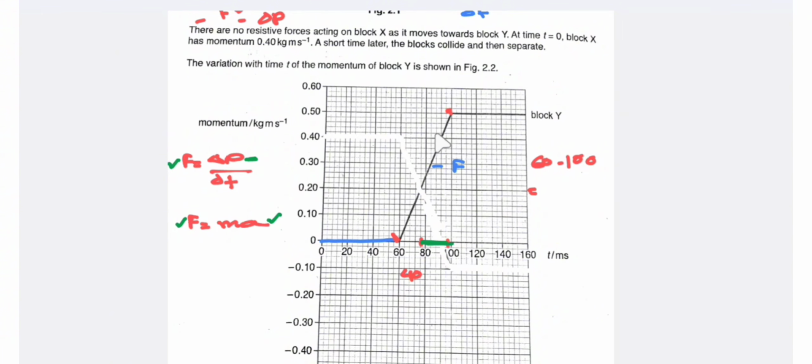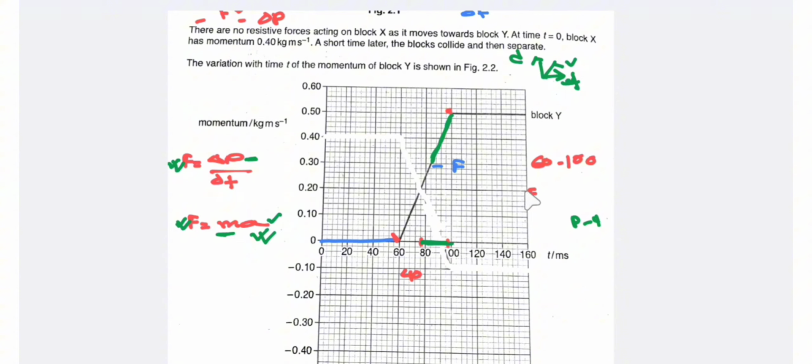And here we can see that the gradient of the momentum time graph is the resultant force. For example, the gradient of a displacement time graph is velocity. Similar to that, the gradient of the momentum time graph is the resultant force. So here we can see that the gradient is constant. Since the gradient is constant, the resultant force is constant. And since the resultant force is constant while the mass is the same, the acceleration is also constant.